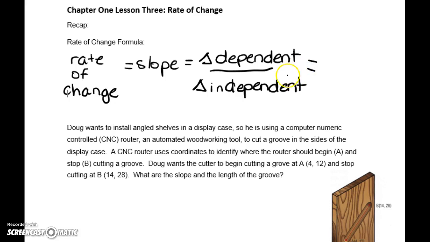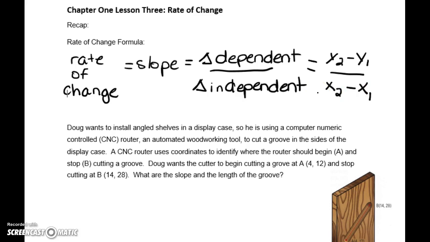There is also another form that we can rewrite this, which is actually something that we're going to use in this lesson today. So we can also rewrite the change in your dependent. When we're talking about in terms of a graph, this is typically your y values. So your change in dependent is your second y coordinate minus your first y coordinate. And that's divided by the change in your independent. So that would be your second x coordinate subtract the first x coordinate.